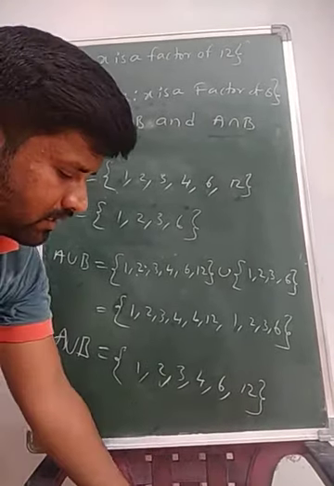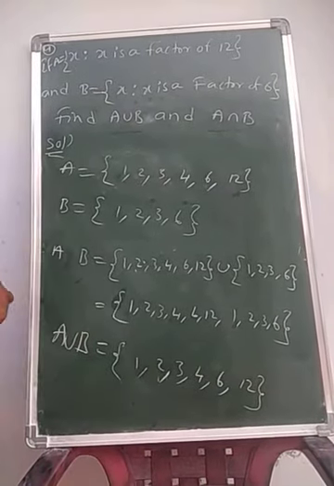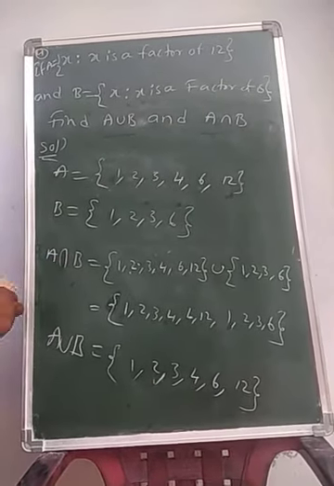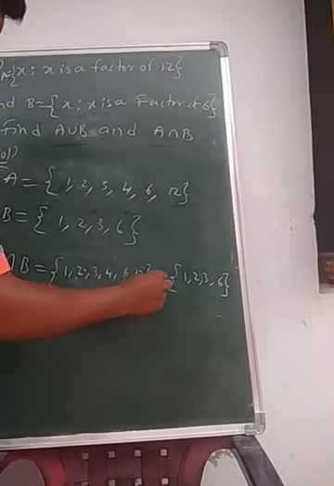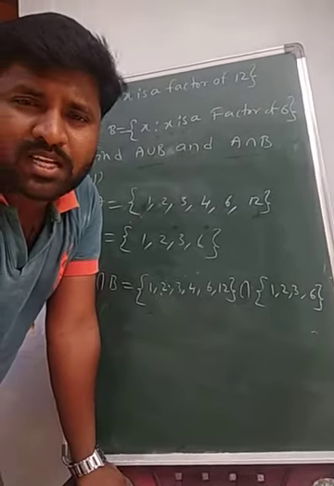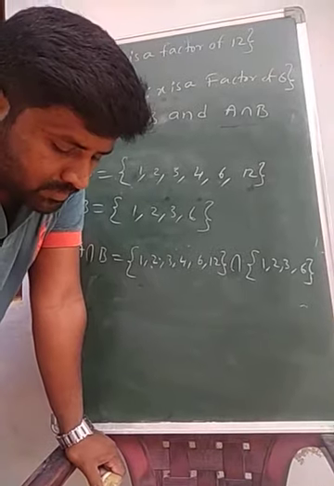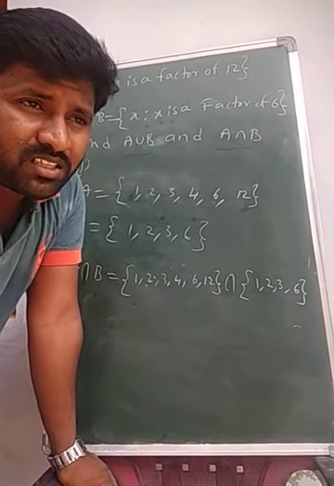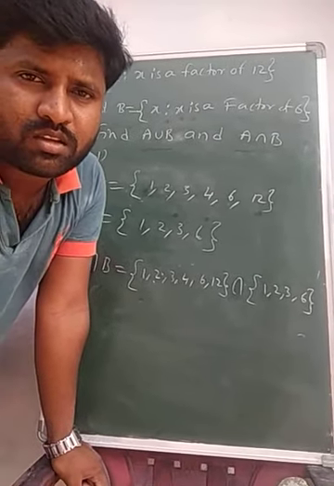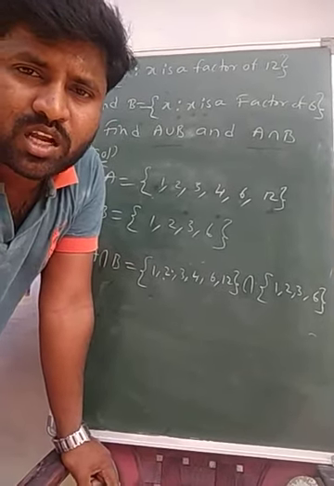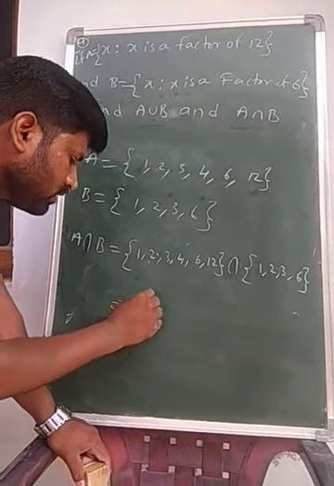And A intersection B, what is next? A intersection B means common, {x such that x belongs to A and x belongs to B}. We should consider the common elements to both the sets. The elements which are common to both the sets, take the common elements in the two sets.